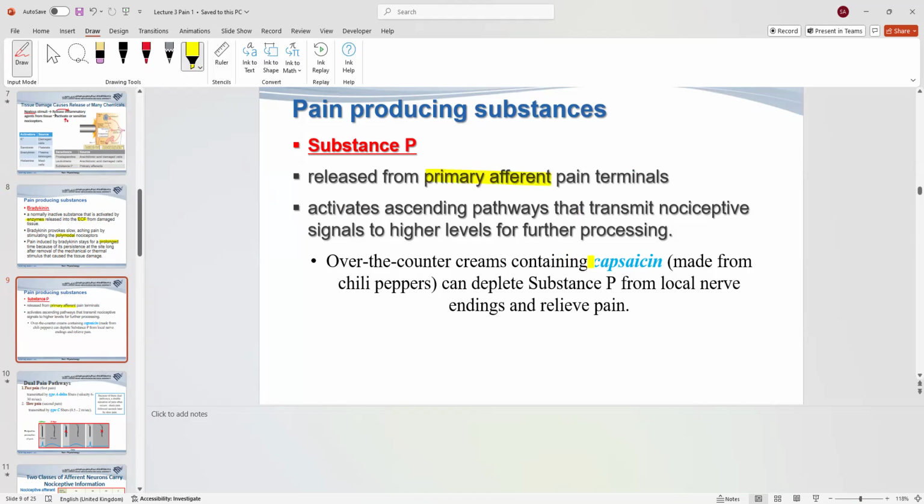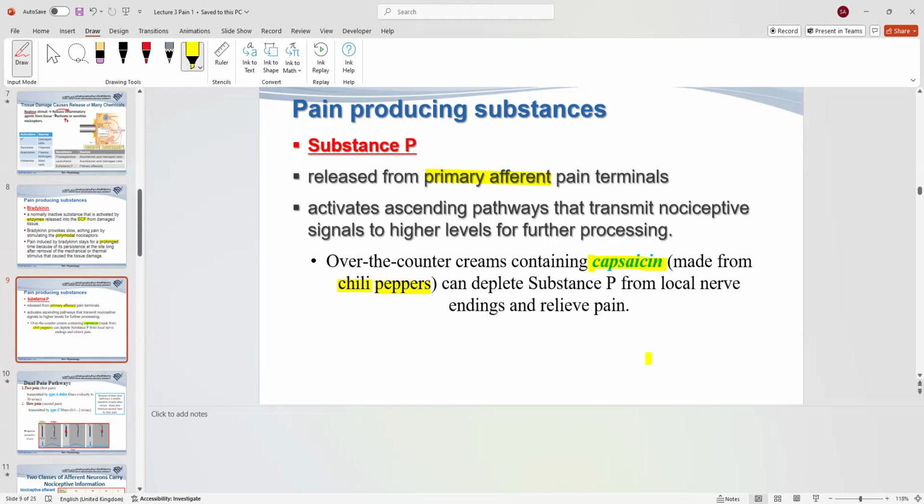Now, this capsaicin is basically an ingredient in chili peppers, red hot chilies or green chilies. So this capsaicin is an ingredient of normally occurring chilies. So what is the function of this capsaicin? It can actually cause the massive release of substance P from local nerve endings.